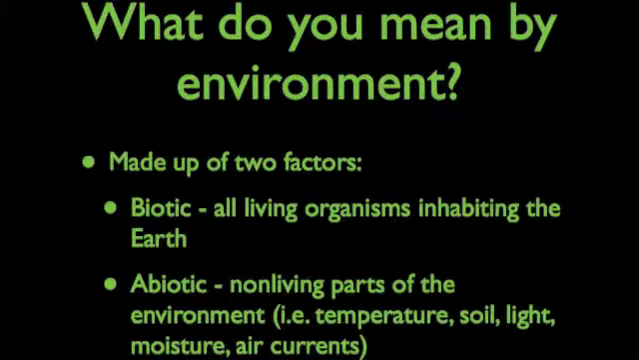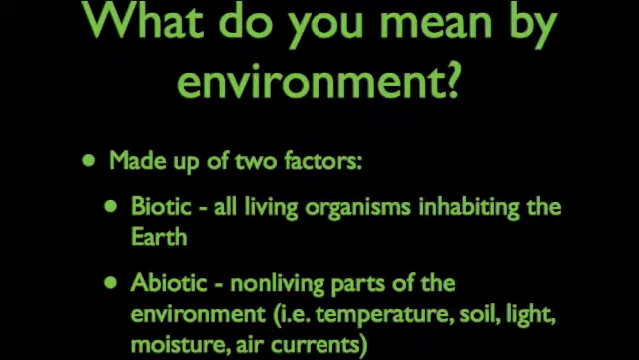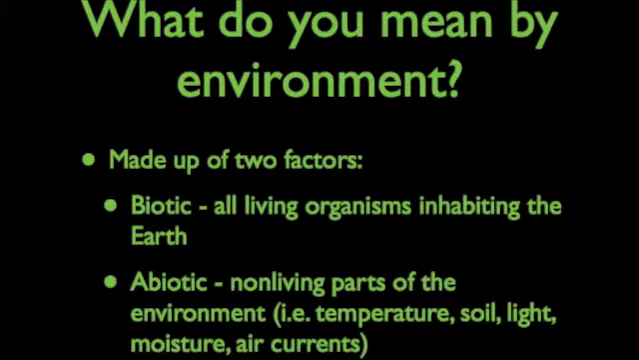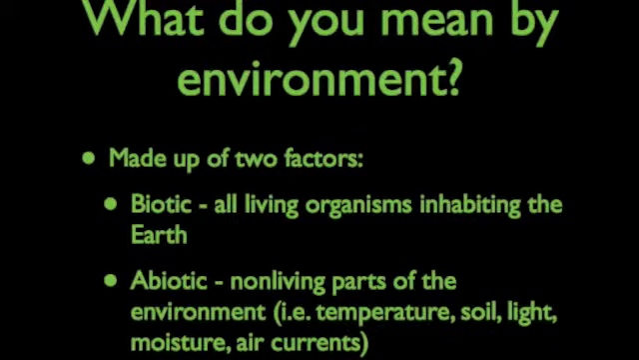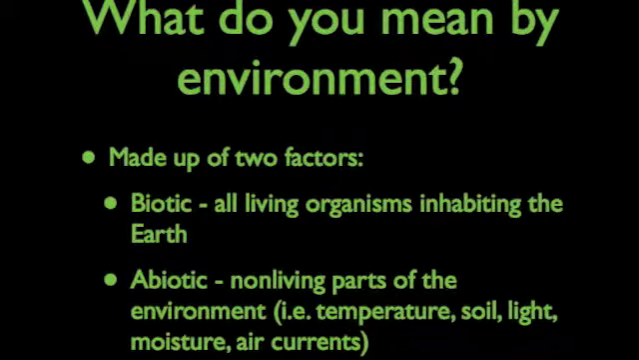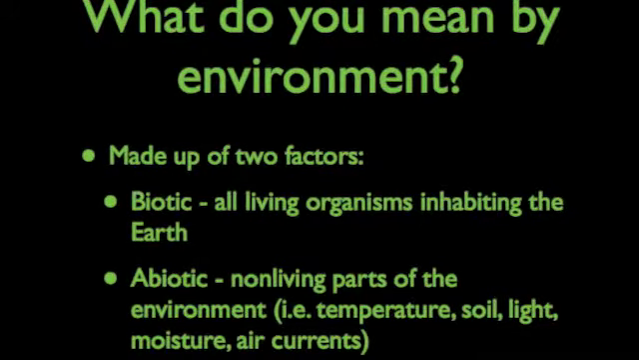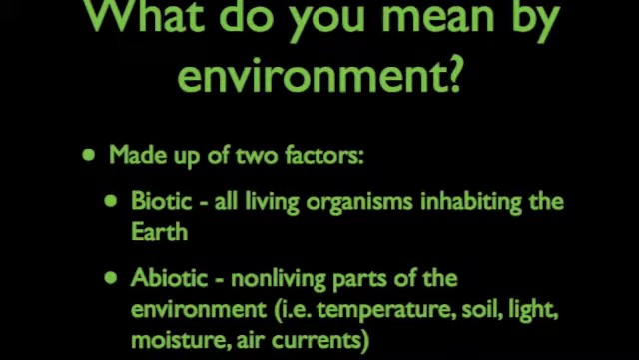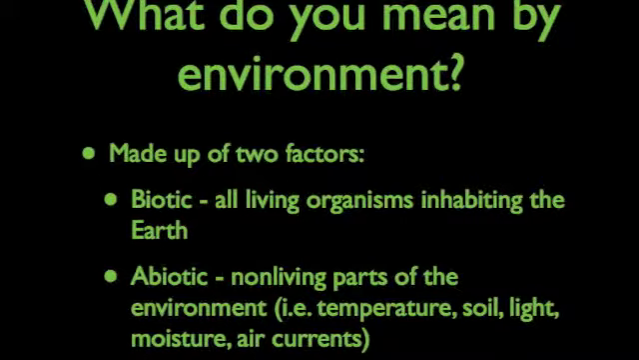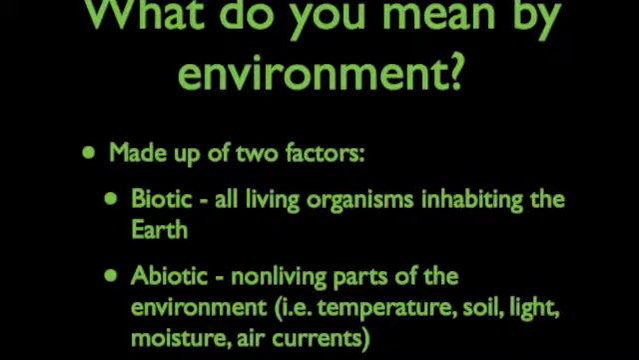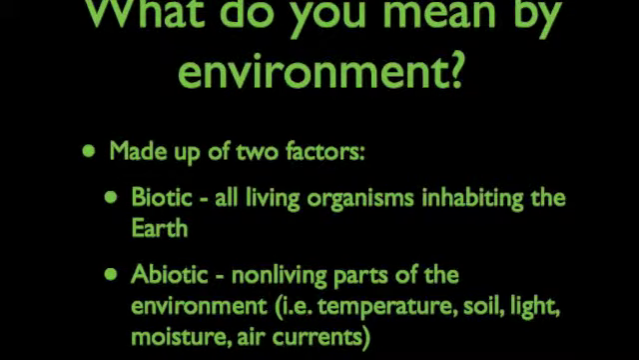The environment is made up of 2 different factors. We have those things that are living and the things that are not living. Those are called your biotic and abiotic factors. We know that bio, when we look at our root words, means life. And A means not. So if you know your root words, you should know the difference between abiotic and biotic. Biotic is all living organisms inhabiting the earth, and abiotic is the non-living parts of the environment. For example, your temperature, soil, light, moisture, and air currents.